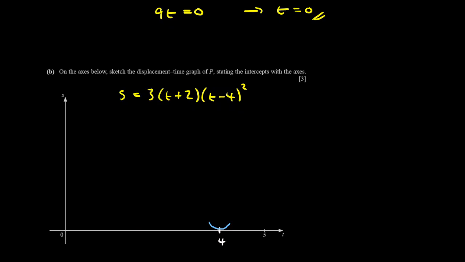Well, we should probably find out what happens when t is equal to 0. So we'll write that here. t is equal to 0. s is going to be equal to 3, bracket 0 plus 2, which is 2, times 0 minus 4, so that's minus 4, all squared. And so that's going to be 4 squared is 16. 16 times 2 is 32, times 3 is 96. So we're going to cross the s axis here at 96.